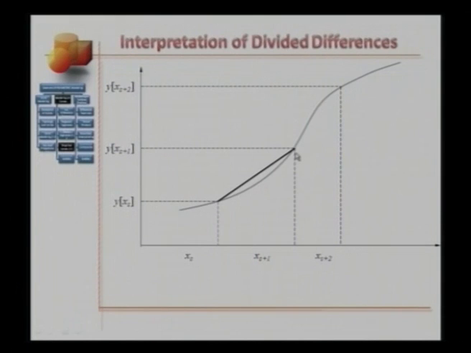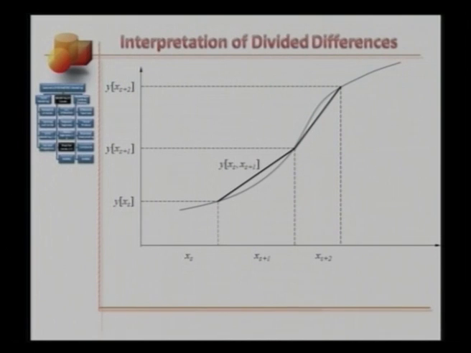Join the first 2 points here. This line will represent the slope in the discrete sense, of course. And the slope will be equal to ys plus 1 minus ys over xs plus 1 minus xs, which is the first divided difference using these 2 points. So the first divided difference will represent the local slope. Again, as you would see, this is denoted by y of xs, xs plus 1.